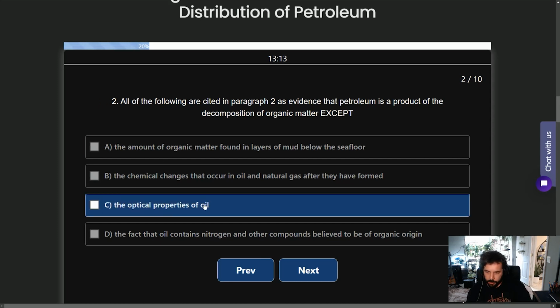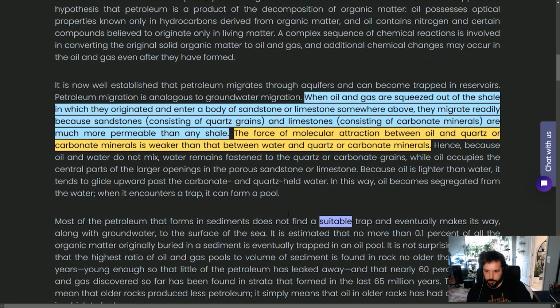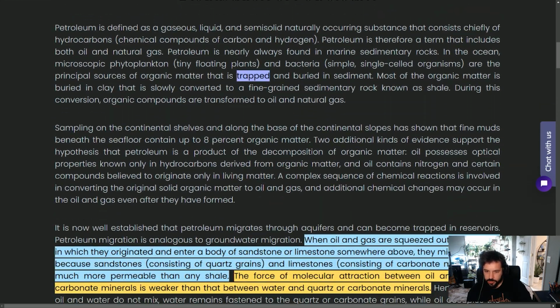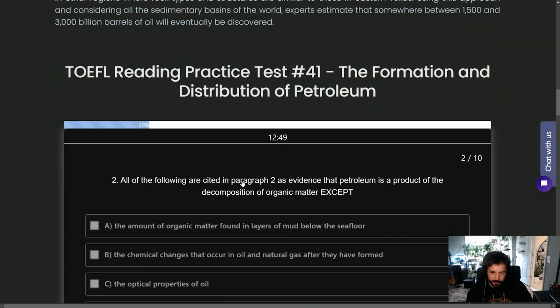So the optical properties of oil was one of the reasons. The fact that oil contains nitrogen, which only originates in living matter. So in living organisms, let's say. So these 2 reasons are mentioned, and this is also mentioned. And these three together are the reasons why we believe that decomposition is happening there.